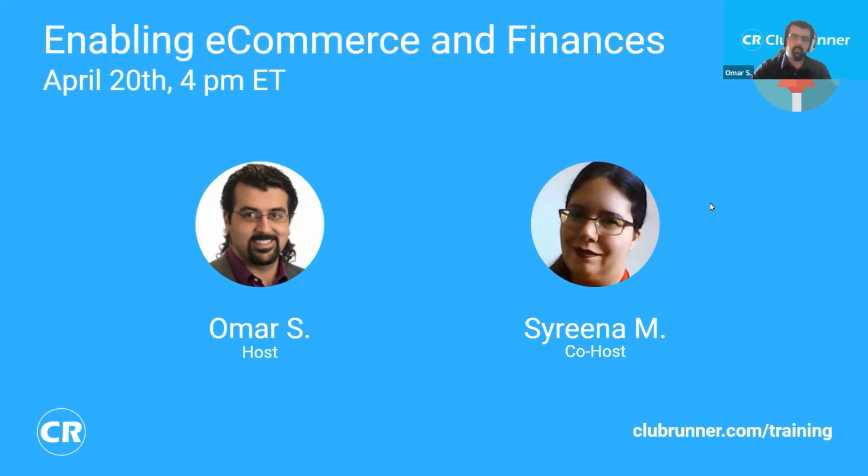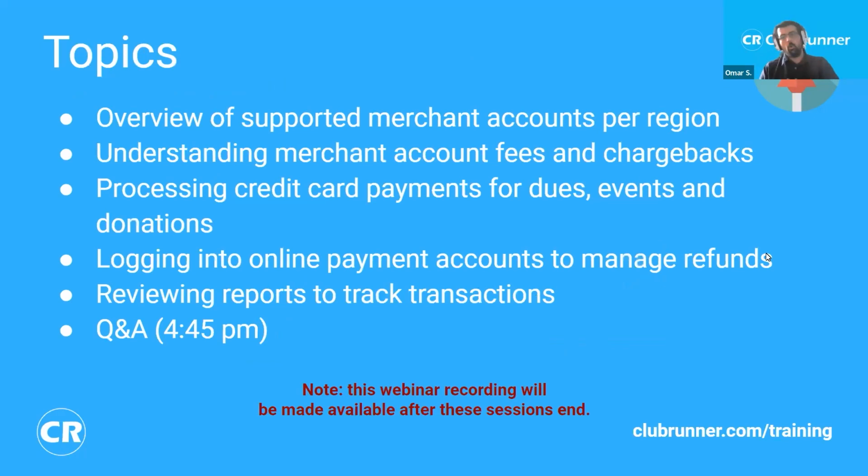Let's go ahead and pull up our topic slide. So again, just an overview of the supported merchant accounts per region. We have different preferred payment processors for organizations in the US, organizations in Canada, and international organizations. Once we review the different merchant accounts and fees and where you can log in to review those chargebacks or refunds, we'll go ahead and review where in dues and billing, events, and donations you would select the integrated online payment account once that application process is completed.